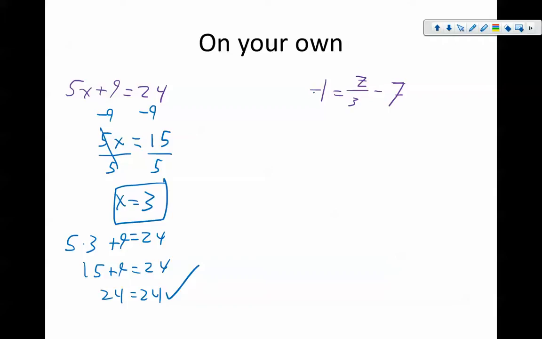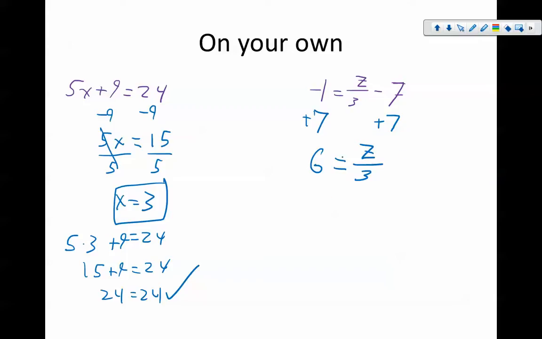This is -1 equals z divided by 3 minus 7. I'm going to undo this equation in the opposite order. So I'm going to first add 7, right, opposite of minus 7, and I do that to both sides of the equation. This makes it 6 equals z divided by 3. Because -7 plus 7 becomes 0, so I don't worry about it.